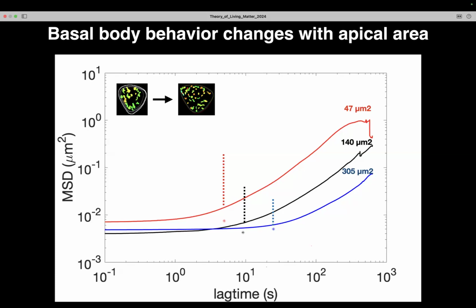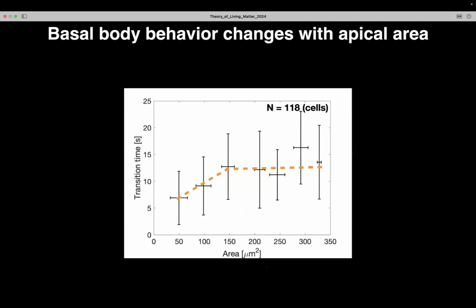So now what we did, we looked through all of these cells that we have, hundreds of cells, and basically plotted the transition time against the surface area. And this is the plot. On the y-axis, again, we have the transition time. This is the transition time when the basal body shifts from the subdiffusive regime towards the diffusive regime. And on the x-axis, we have the surface area of the apical domain.